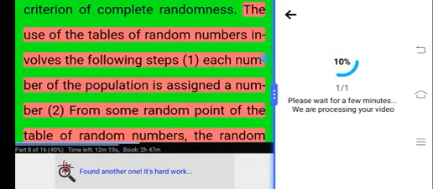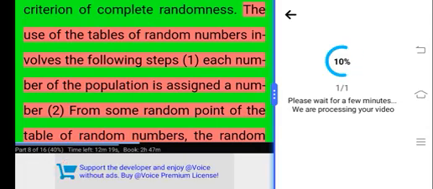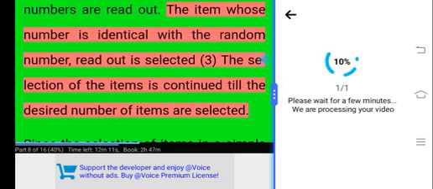The use of the table of random numbers involves the following steps. 1. Each member of the population is assigned a number. 2. From some random point of the table of random numbers, the random numbers are read out. The item whose number is identical with the random number read out is selected. 3. The selection of items is continued till the desired number of items are selected.